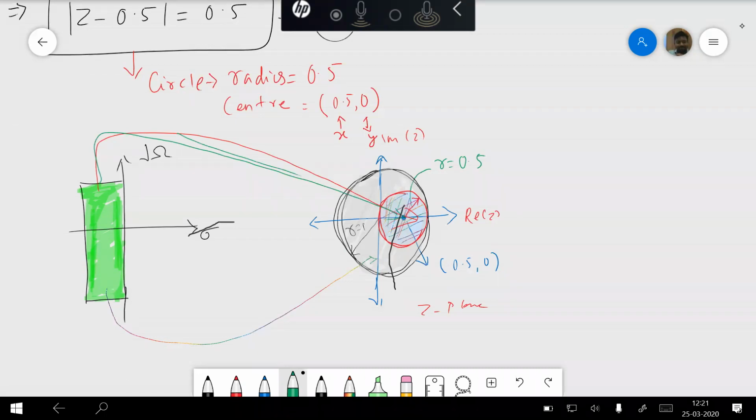That's why this green arrow is coming. So this is mapping to this particular smaller circle. Okay.